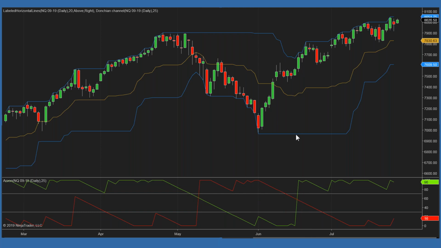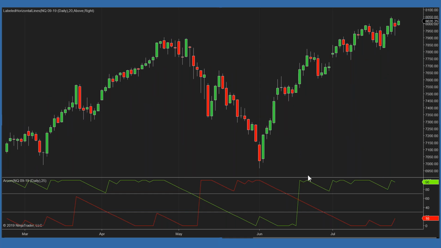But the Arun indicator has some very distinct advantages that the Donchian channel does not. Because the Donchian channel is two-sided, you're always left guessing, is that breakout valid? Whereas with the Arun indicator, you're actually going to have a little bit more input. And so we'll take a look at some of that input.